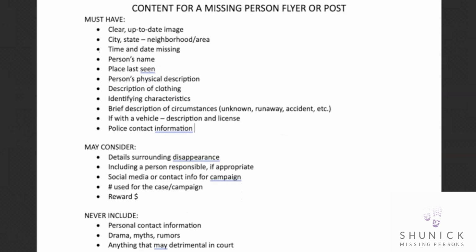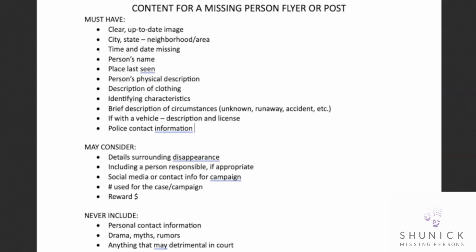So, of course, I created a list for what we must have, may consider, and should never include on a missing person flyer. And these are things that were discussed in the last video. I just wanted to create a nice summary visualization that you guys could utilize. I realize this may be a bit blurry, so let's just walk through each bullet point really quickly.